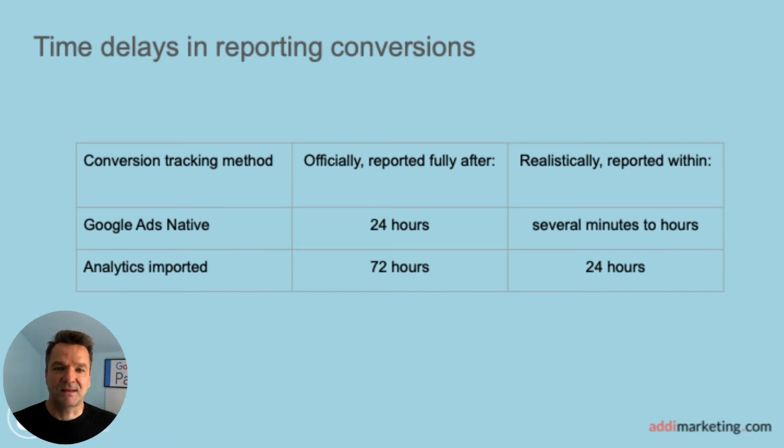Time delays: Google Ads native conversions, by documentation, should happen within 24 hours, but in reality it usually takes several minutes. The analytics imported conversions, in documentation, are reported within 72 hours, but in reality usually within 24 hours, or the next day you will see the results.